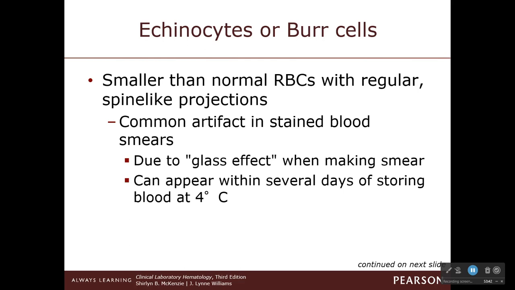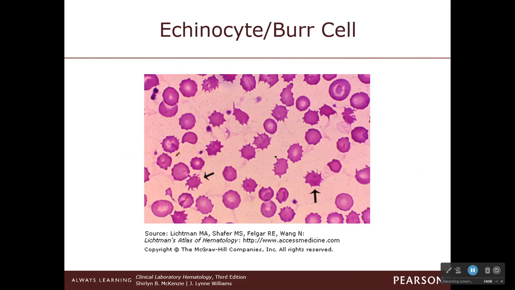Okay. Can be an artifact, especially due to the glass effect. In other words, the negative attraction of the glass itself can cause the cells to do that. And then usually if the blood has been refrigerated for several days and you try to make a slide on it, then you're going to see burr cells. And those are artifacts. Okay? These are echinocytes. Okay, so you definitely can see those. Got the spikes on them.